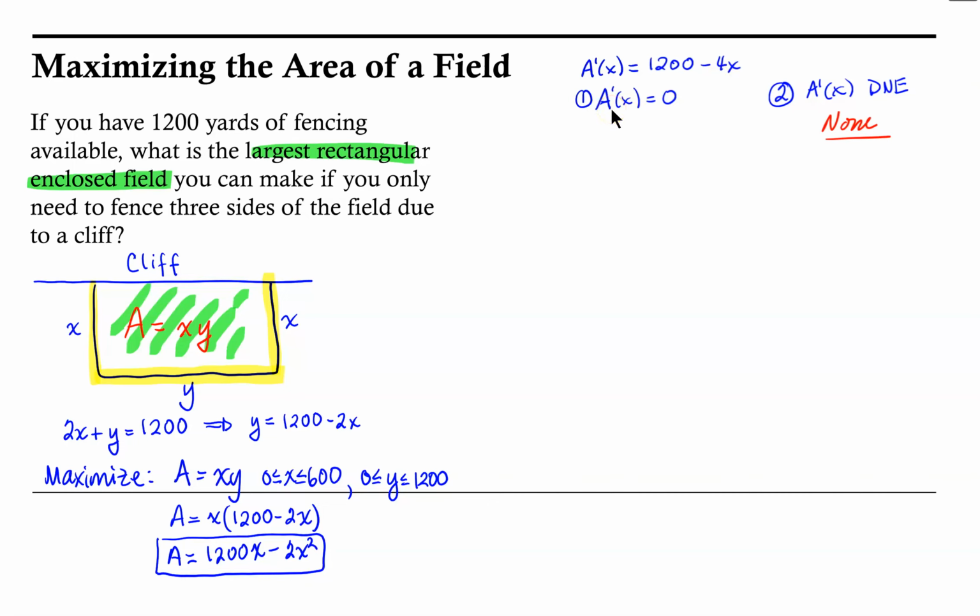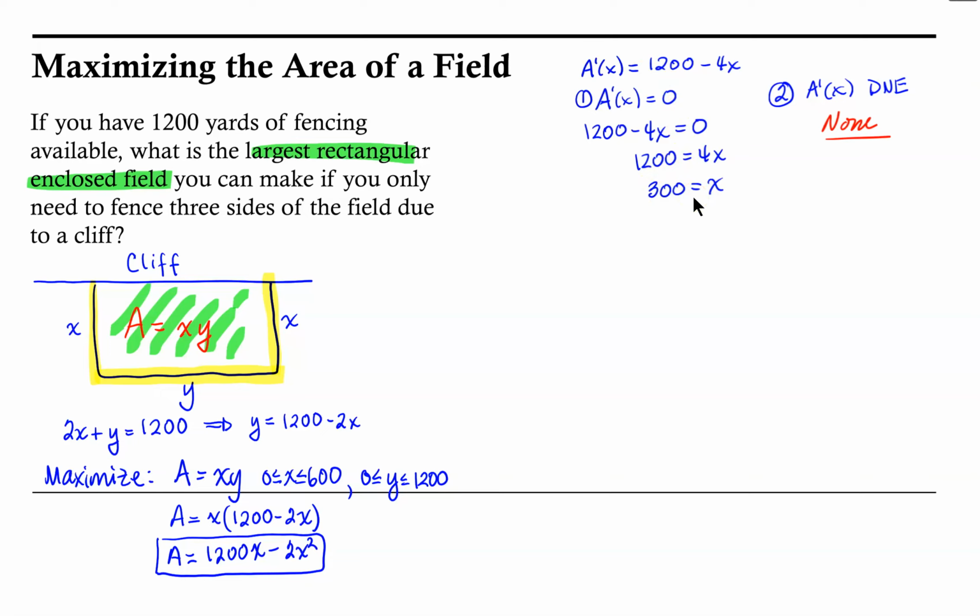So let's come back to the first case. Our derivative is equal to 0. So we have 1200 minus 4x and we want that to equal 0. If we add 4x to both sides of the equation, we get 1200 equals 4x. And then if we divide both sides of the equation by 4, we end up with 300 equals x. So we have one critical number, or critical point. We have x is equal to 300.